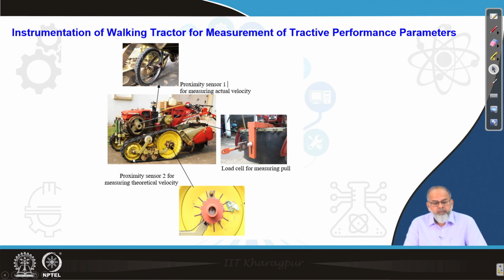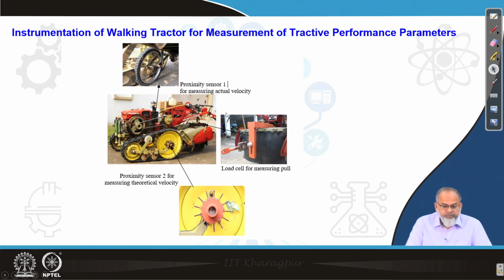To measure different tractive parameters, we need instrumentation for measuring the pull which the power tiller, or the walking tractor, is going to develop, and how much pull is required to tow this power tiller. For that we need a load cell. I have indicated here a load cell attached to a frame mounted to the power tiller chassis. This is kept horizontal during operation, so that whatever pull you get is nearly the horizontal component, which is equal to your draft.